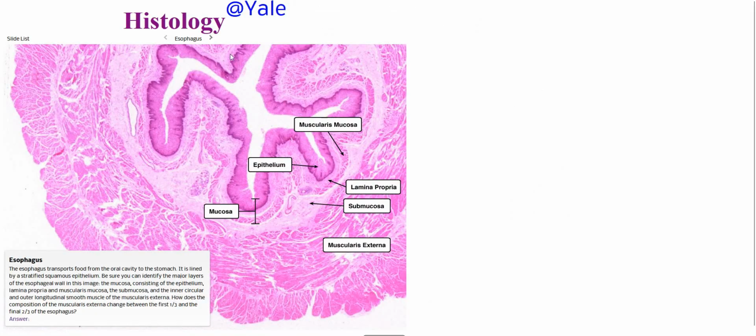So that's layer number 1. Layer number 2 is called our submucosa. So that is going to be underneath the epithelium. So this is our epithelial layer. It's going to be underneath that lamina propria, underneath our muscularis mucosa. So all this is mucosa, and then bam, we're in the submucosa, which is a little lighter stained.